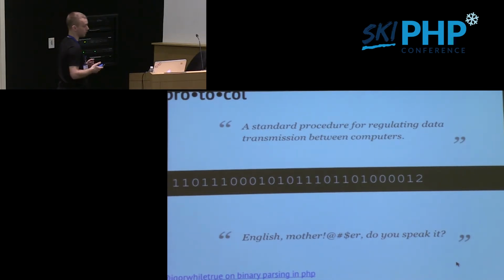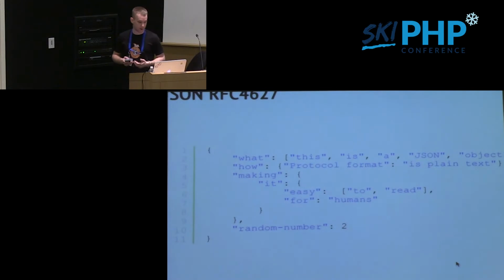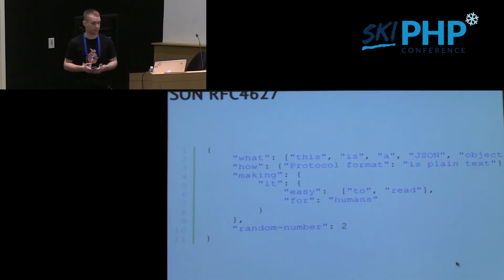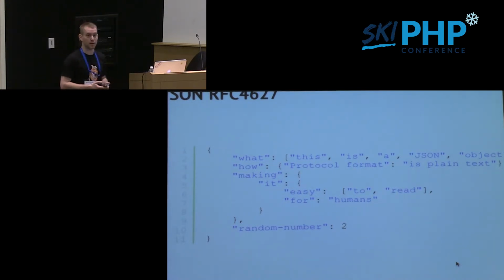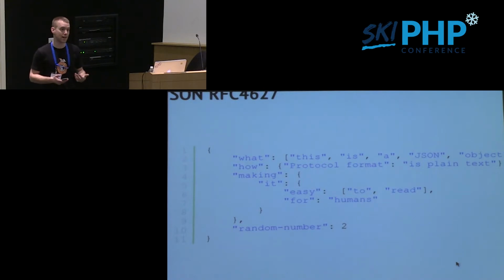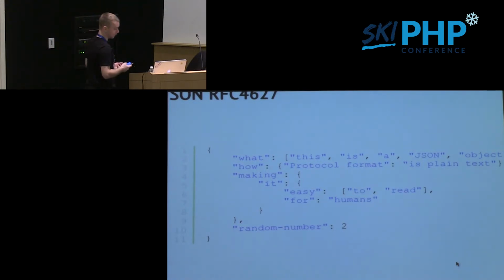What matters are protocols. A protocol is a standard procedure for regulating data transmission between computers. This is how other systems communicate with each other, through protocols. And we saw at the beginning of the talk, HTTP is an example of a protocol. It's text-based and very human-readable. Some examples of protocols are JSON. It's human-readable, computer-parsable, and used as a data transport for most data on the internet. It's become a very popular protocol because it's so easy for humans to read and write.